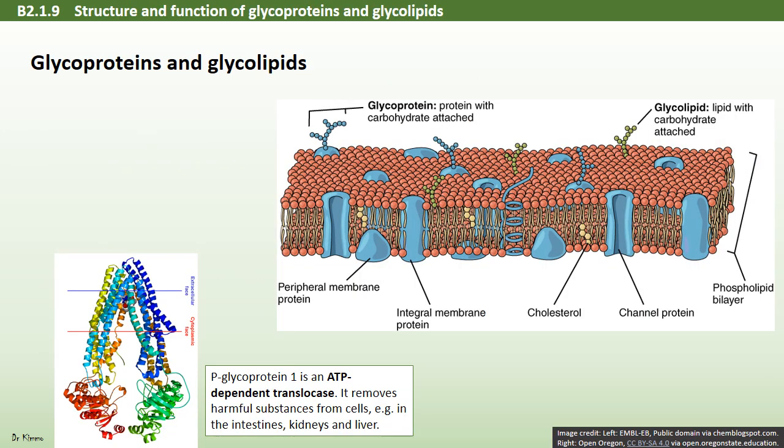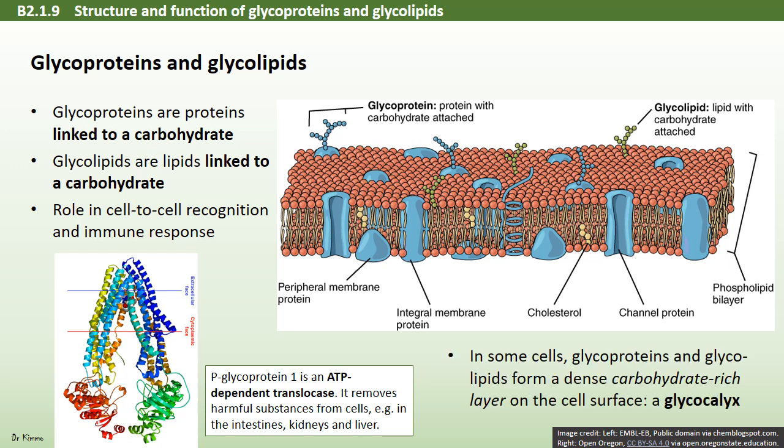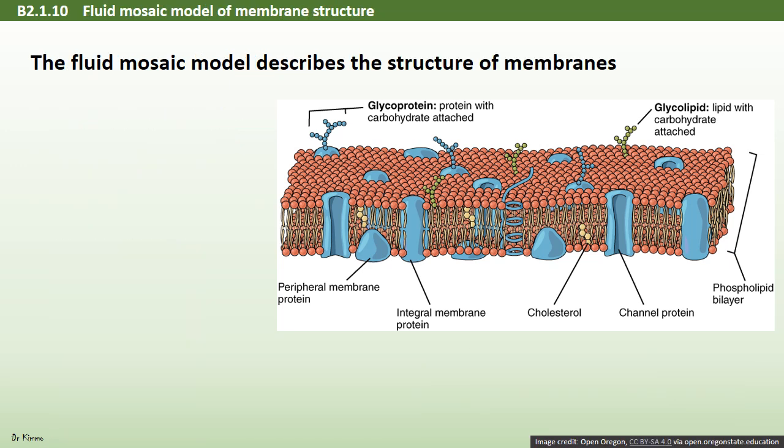There are lots of different proteins in the cell membrane. Some are called glycoproteins because they are linked to a carbohydrate. There are also glycolipids, which are lipids linked to a carbohydrate. These have a role in cell-to-cell recognition and immune response. In some cells, glycoproteins and glycolipids form a dense carbohydrate-rich layer on the cell surface, and this layer is called a glycocalyx.